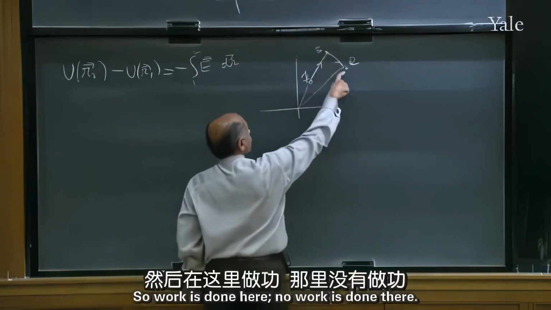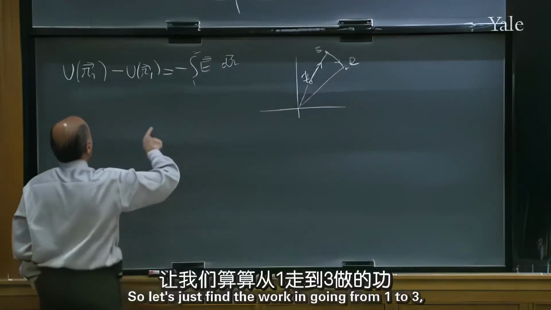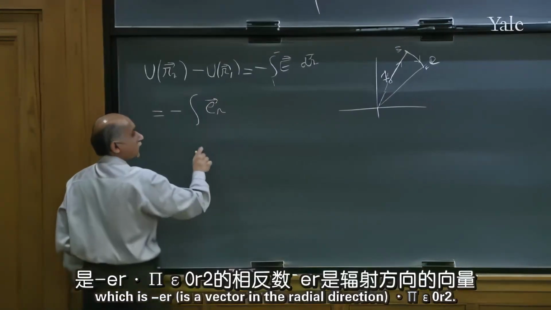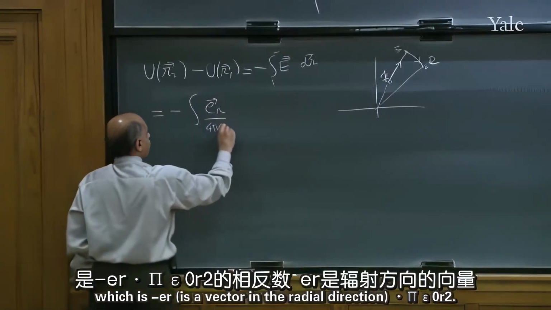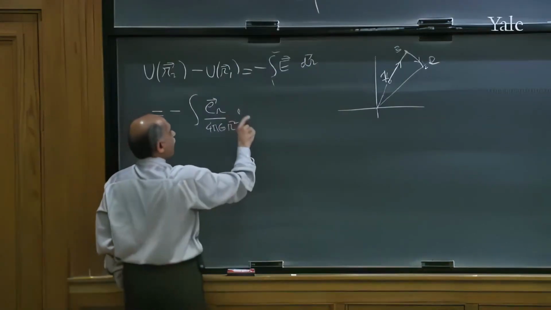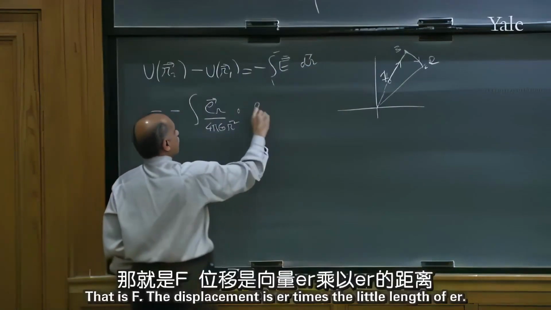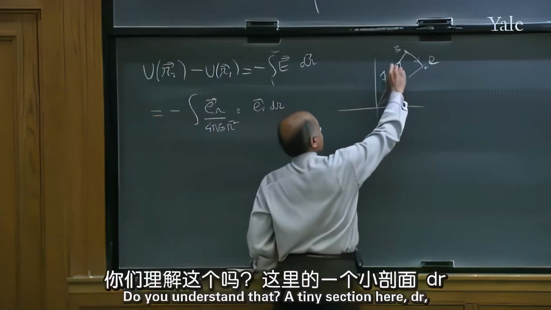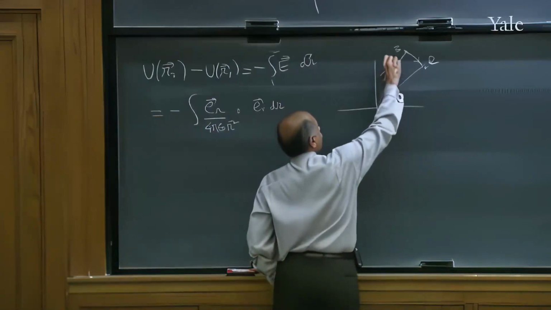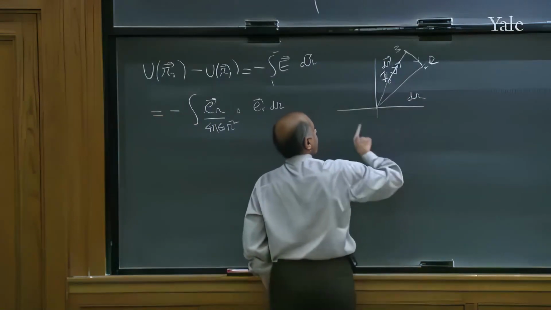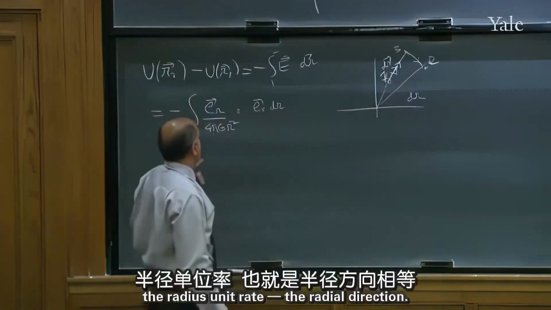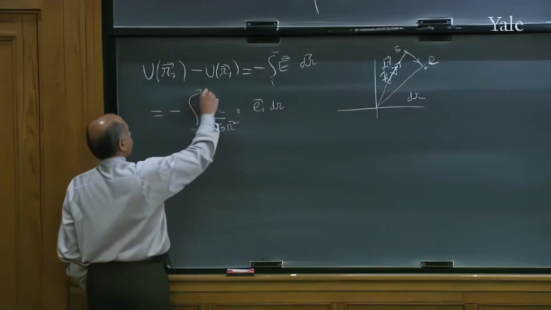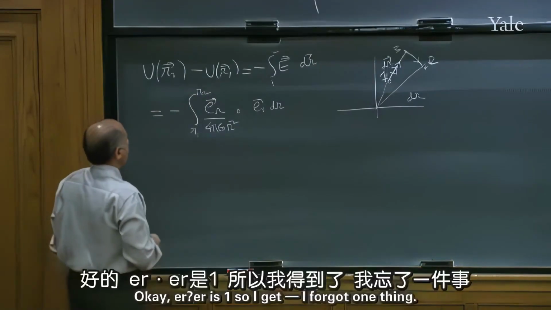So work is done here, no work is done there. So let's just find the work in going from 1 to 3, which is minus ER, a vector in the radial direction, 1 over 4 pi epsilon 0 r squared. That is F. The displacement is ER times a little length dr. Do you understand that? A tiny section here, dr, has a magnitude equal to the change in the radius and a direction equal to the radius unit vector. It's the radial direction. And you want to do this from R1 to R2. Okay, ER dot ER is 1.